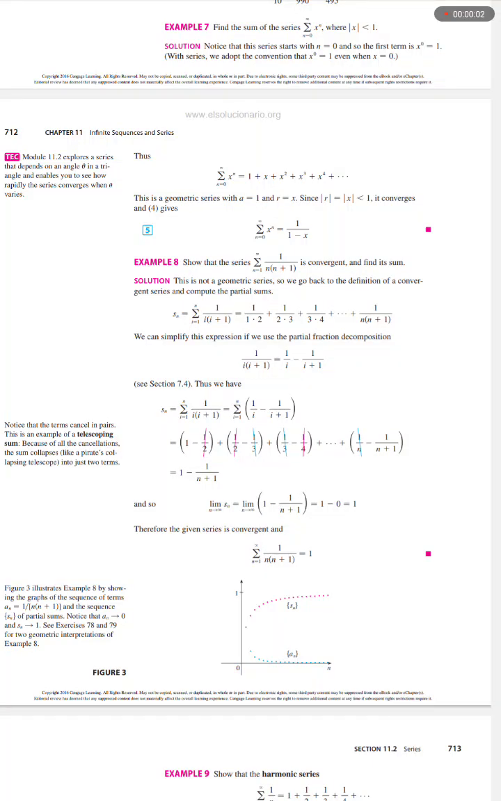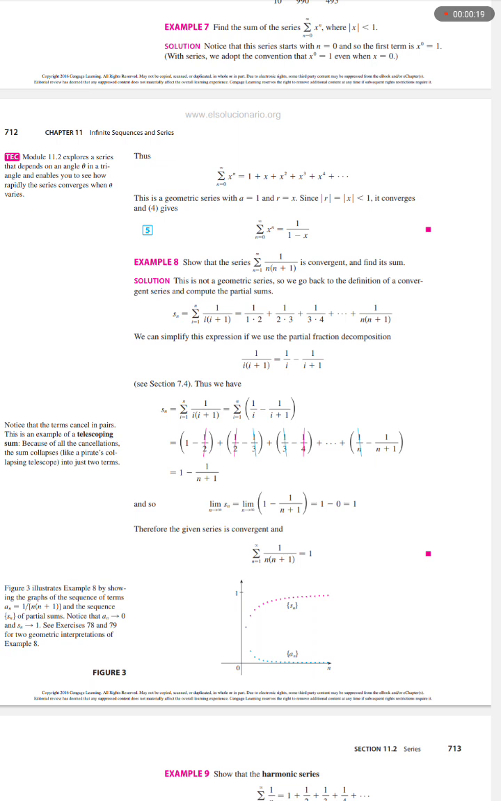Example 7. Find the sum of the series, the sum from n equals 0 to infinity of x to the power n, where the absolute value of x is less than 1.